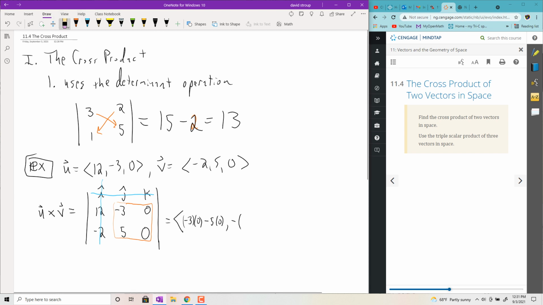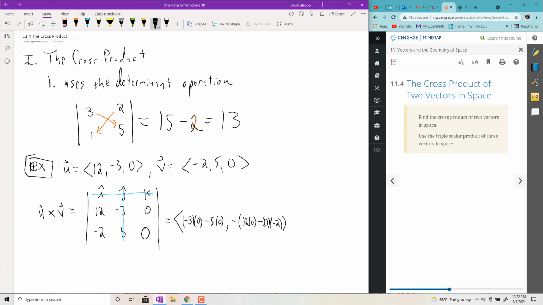And then let me erase this chunk. So I'm going to kind of cover up this column and this row and find the determinant of the box. That would be 12, negative 2, 0, 0. Okay, so the first term here in my second component would be 12 times 0, and then minus 0 times negative 2.